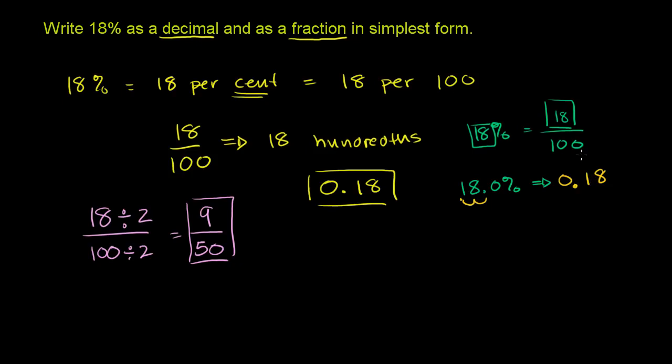Or you could immediately say that 18% as a fraction is 18 over 100. When you put it in simplified form, it's 9 over 50. But you should also see that 18 over 100, and we have seen this, is the exact same thing as 18 hundredths, or 0.18. Hopefully, this made some connections for you and didn't confuse you.